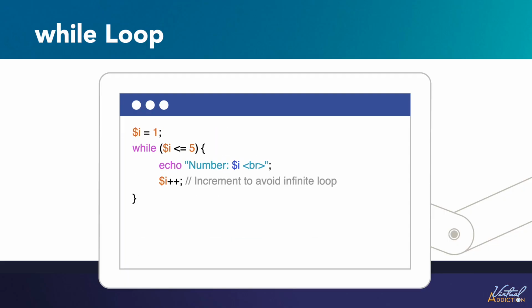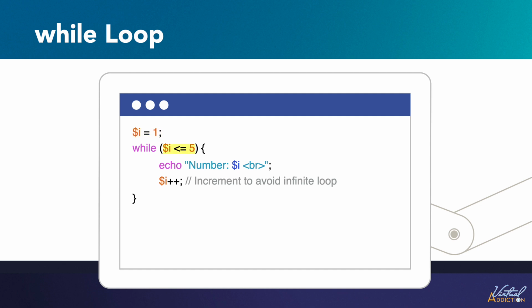Now let's take a look at the while loop. This is used when the number of iterations is unknown and it depends on a condition. How this works is we are going to initialize our variable. We're setting I to 1. Before the loop starts, I is going to be initialized to 1. This variable serves as the loop counter.